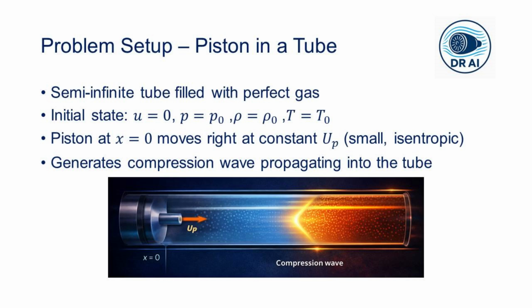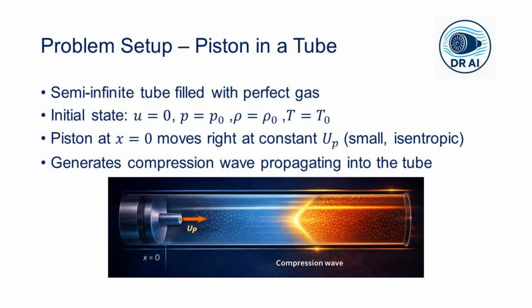We have a semi-infinite tube filled with a perfect gas. Initially, the gas is at rest, velocity 0, and the uniform pressure P naught, density rho naught, and the temperature is T naught. So at t equal to 0, a piston at the left end starts moving to the right with a constant velocity Up.